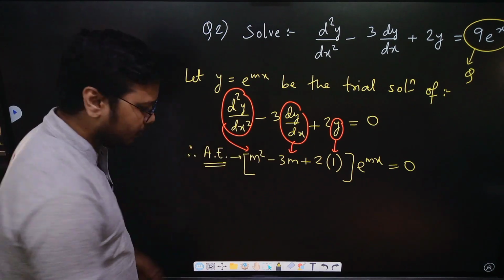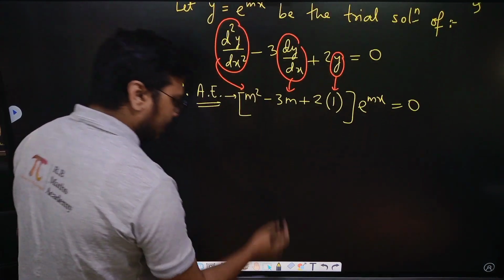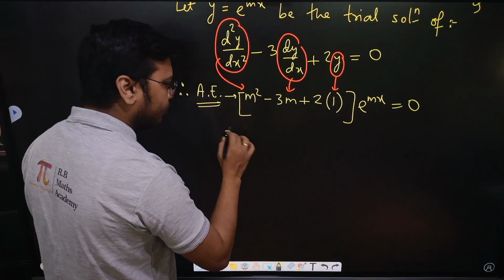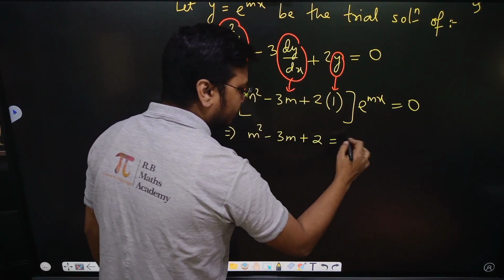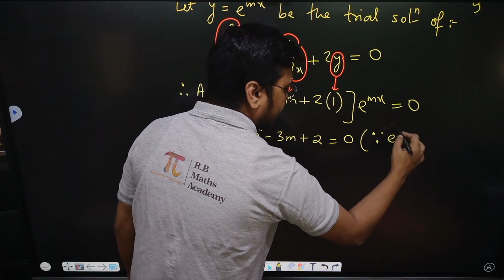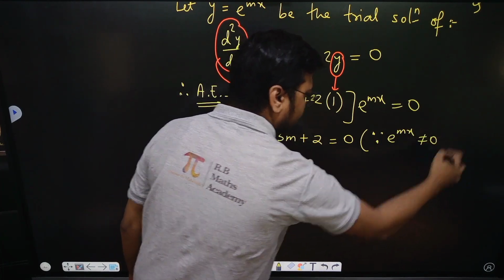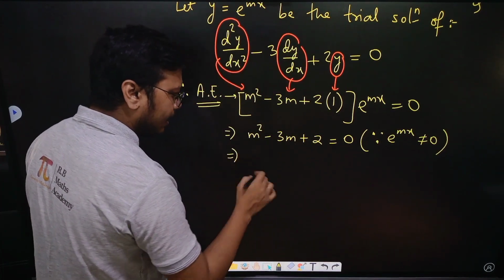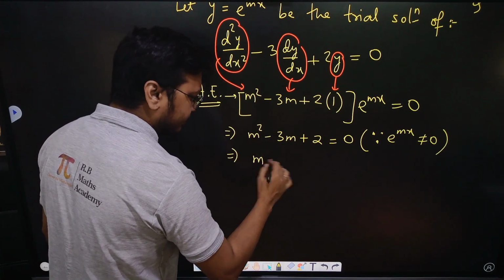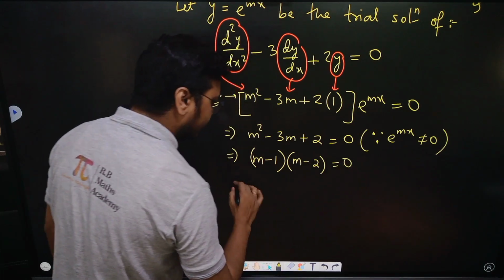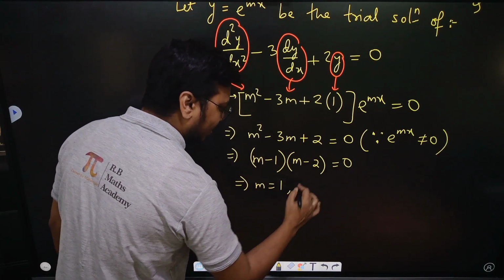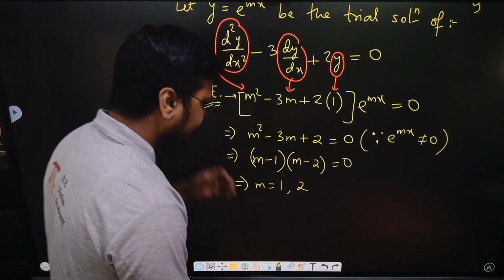So that's a faster way of writing it. And obviously e to the power mx is not going to be 0, so we're going to have m squared minus 3m plus 2 equals 0, since the e to the power mx part is going to be non-zero. And if we just factorize this, it's going to be (m minus 1) times (m minus 2), and the roots are going to be 1 and 2, right?